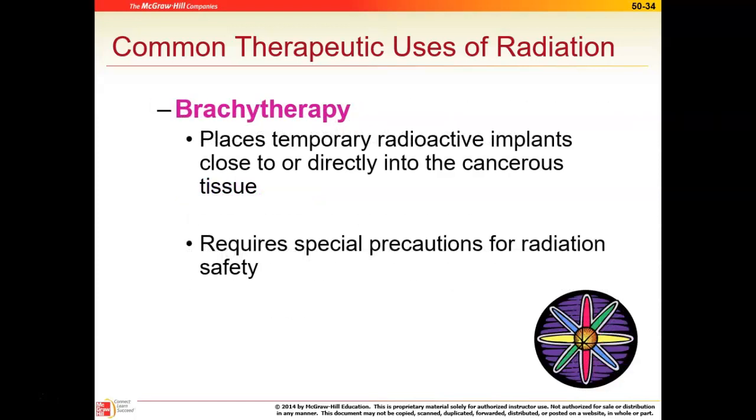The other type of radiation therapy is called brachytherapy, and this is where you actually use radioactive implants and you place it close to that cancerous tissue. There are special precautions for this, and they don't use this very often, but it does try to spare the healthy tissue while it's delivering that radiation to the cancerous tissue.